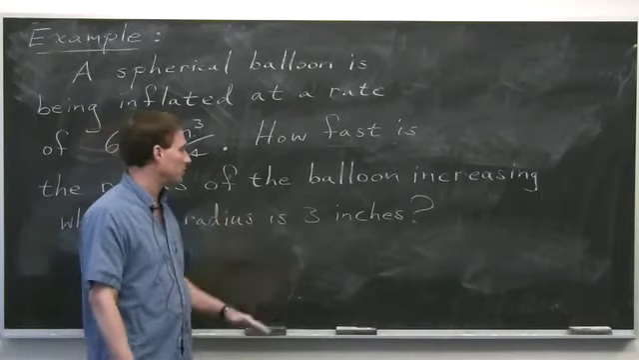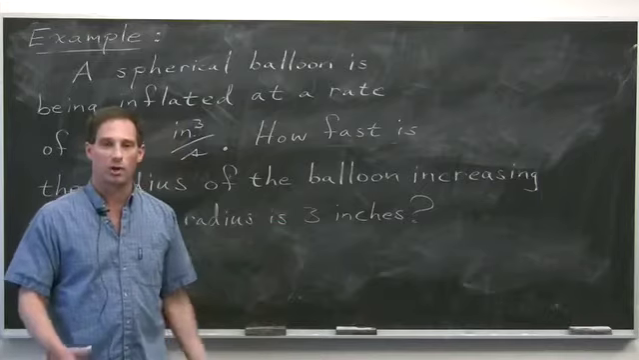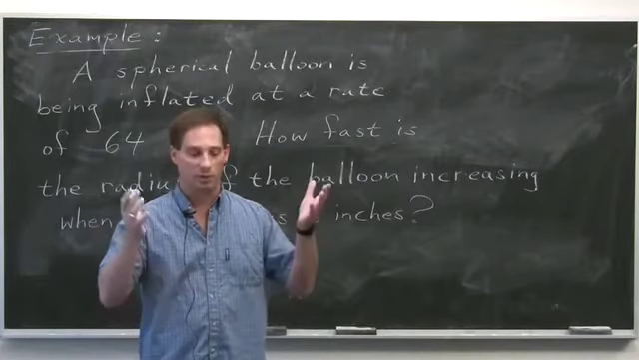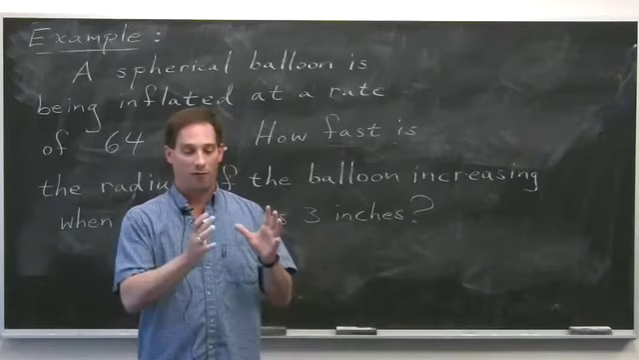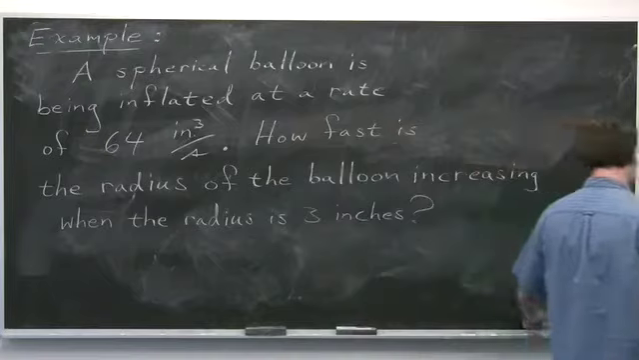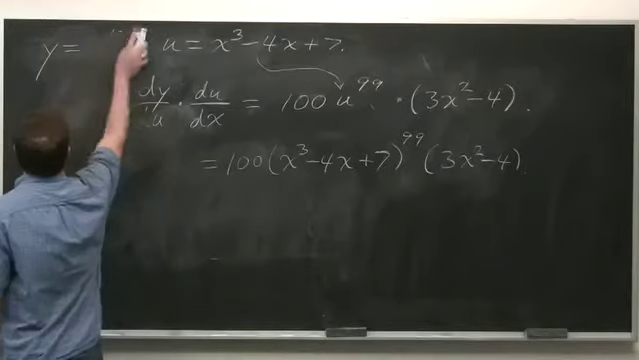And this specifies a point in time in an interesting way. You don't say at time 10 seconds. You just say when the radius of the balloon is this, how fast is the radius changing? So can we answer this? Yes, and the chain rule tells us how to do it.